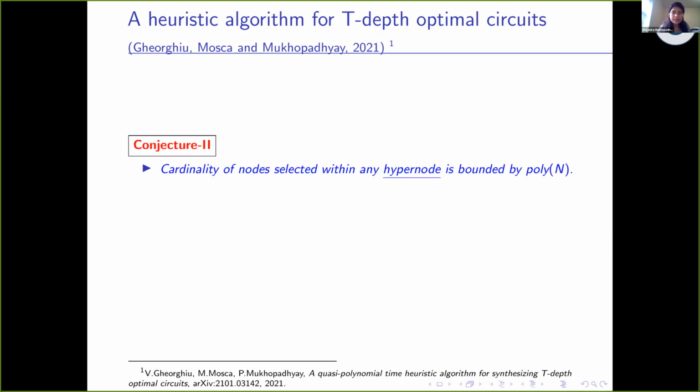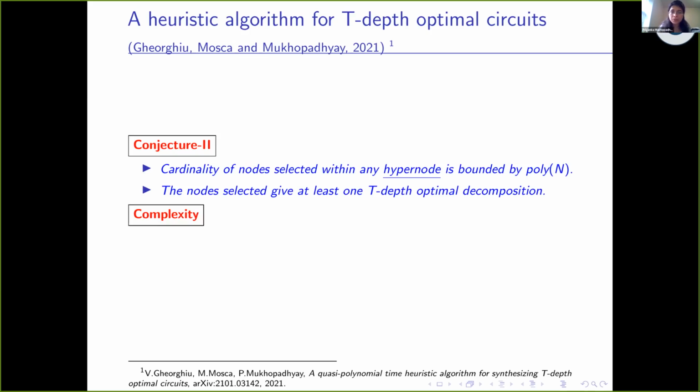Our conjecture in this case is that the cardinality of the nodes selected within any hypernode is bounded by poly n, and the nodes selected give at least one Tdepth optimal decomposition. Thus, both the space and time complexity are polynomial in log n factorial, capital N, and the Tdepth of U.